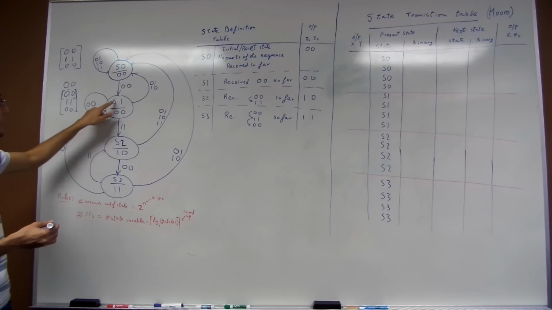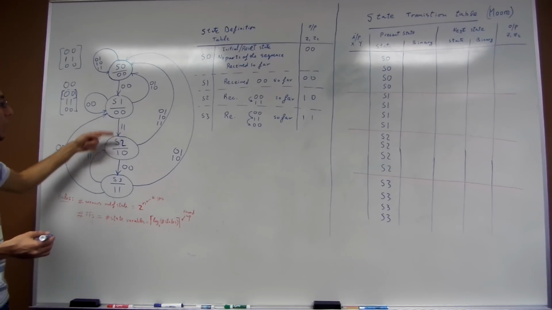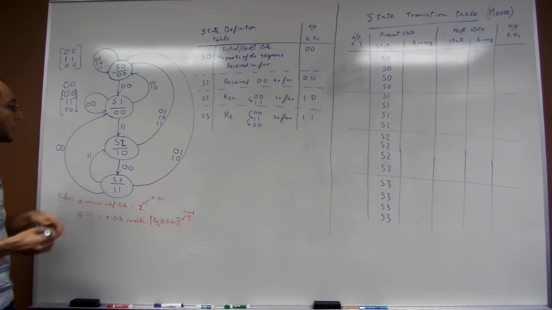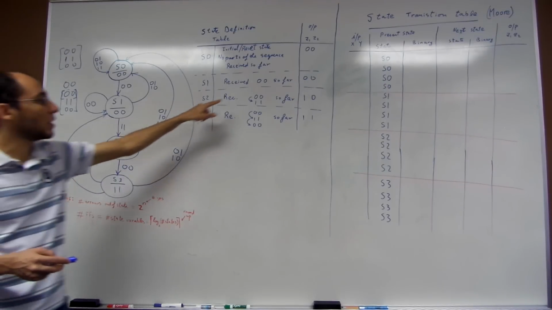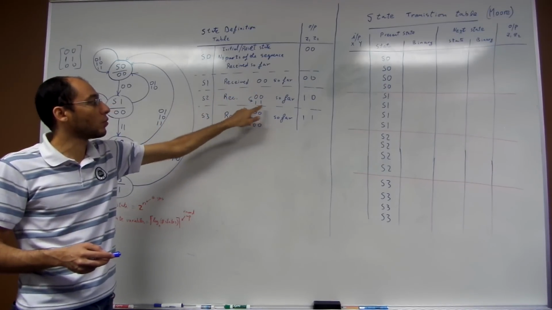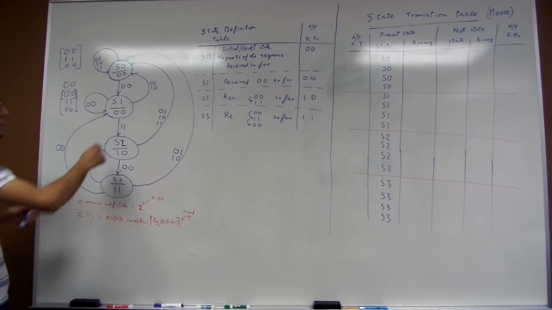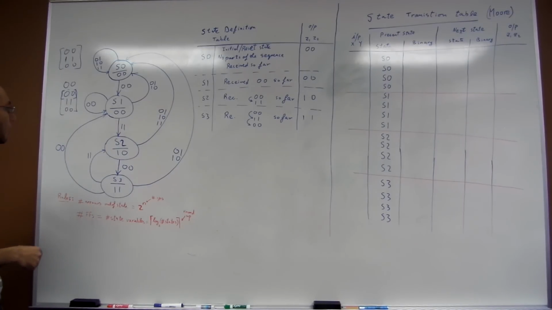Okay, let's advance from S1. What if I receive a 1,1 while I'm at state S1? I go to state S2, because S2 has an output of 1,0. And S2 represents that I have received 0,0 followed by a 1,1 so far. So this S1 goes to state S2 if I receive an input of 1,1.